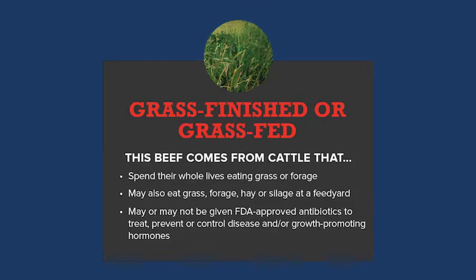Additional terminology include grass finished or grass fed. This beef comes from cattle that spend their whole life eating grass or forage. May also eat grass, forage, hay, or silage at the feed yard. May or may not have been given FDA-approved antibiotics to treat, prevent, or control disease and/or growth-promoting hormones.